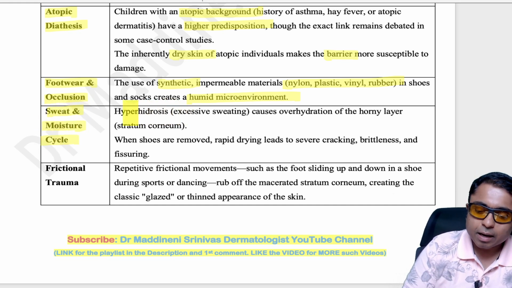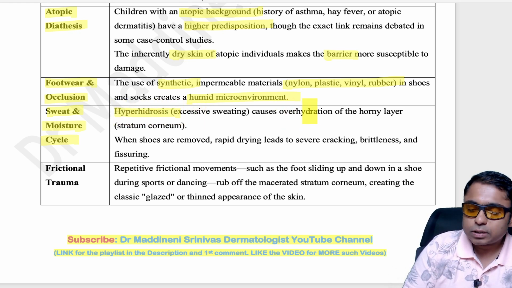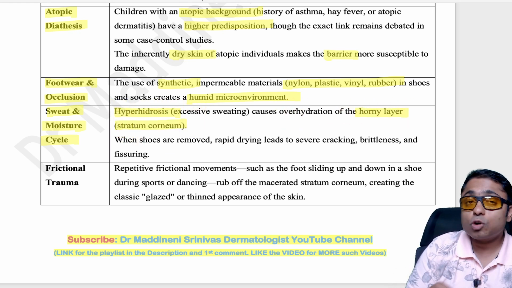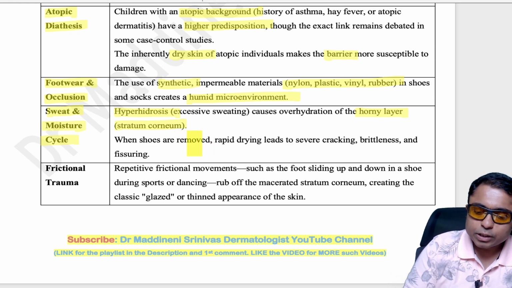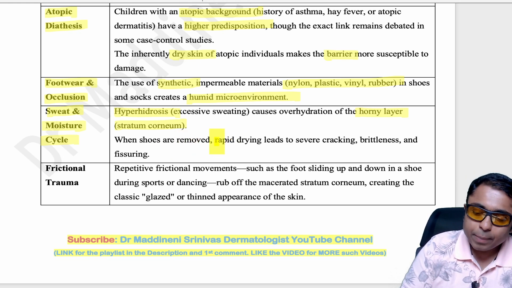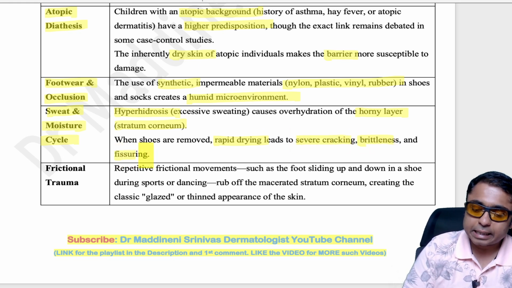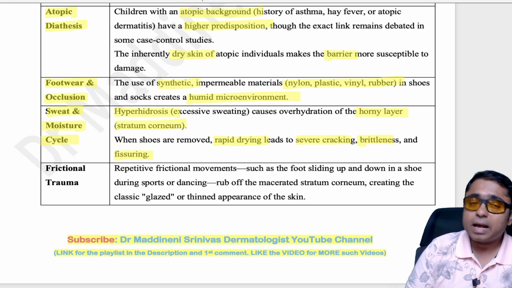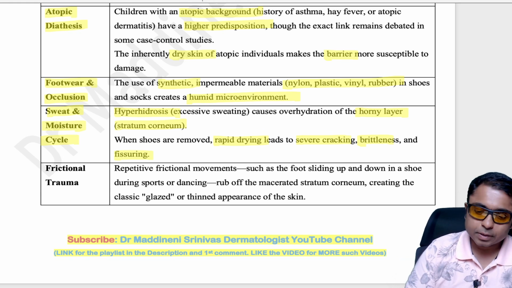So these patients also have the problem of hyperhidrosis, which can cause overhydration of the stratum corneum layer. When shoes are removed, what is it going to produce? Rapid drying is going to lead to severe cracking, brittleness and fissuring of the feet, especially over the forefoot area.